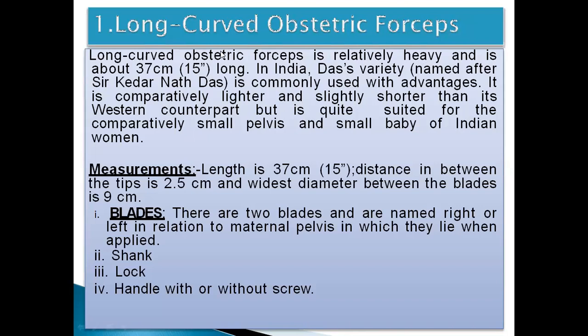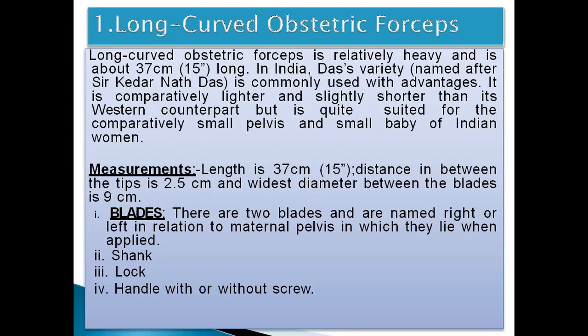Among the long curved obstetrical forceps, one Das variety is there. It is a little lighter compared to the above one and slightly shorter. The measurement is 37 centimeter or 15 inch. The difference between the tips of the blades is 2.5 centimeter, and the widest diameter between the blades is 9 centimeter.